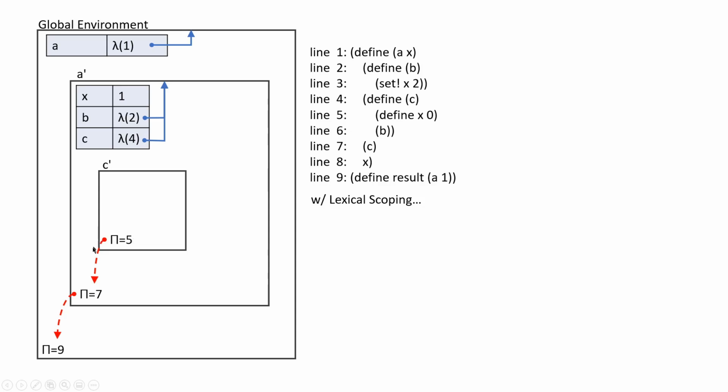When c is done, we'll return to line 7 because there's still more work to do in a. We have to do line 8 here. And when that's done, we'll return to line 9. Okay, so on line 5 it says define x to be 0.